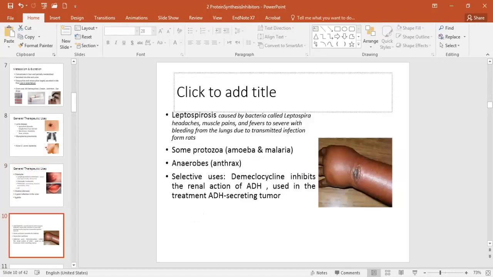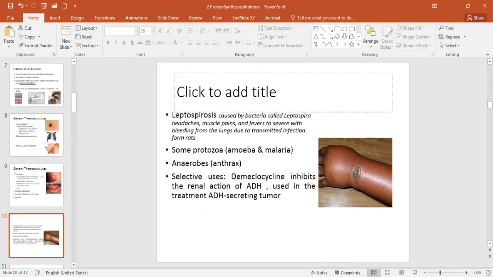بعد عندنا الليبتوسبيروسيس. This is a disease that's caused by bacteria called leptospira. Leads to headache, muscle pains and fevers. Could be severe or high fever with bleeding from the lungs due to transmitted infection from rats. ينقل هذا المرض من الراتس.